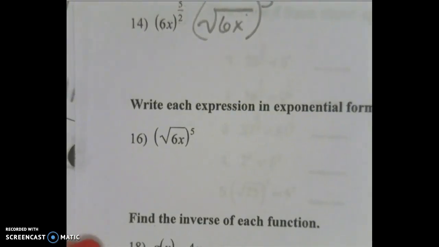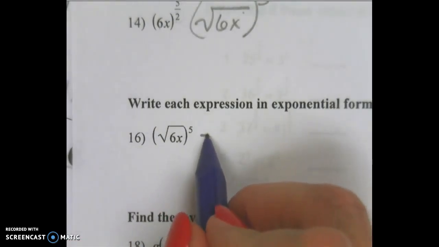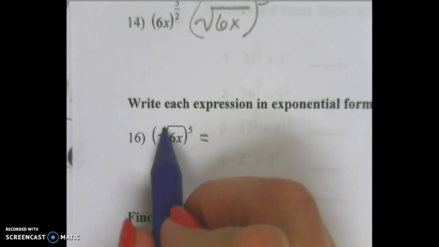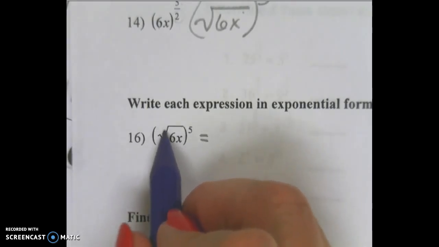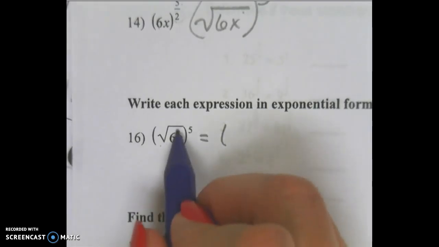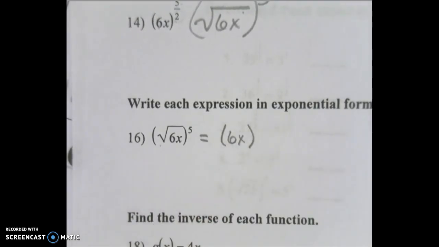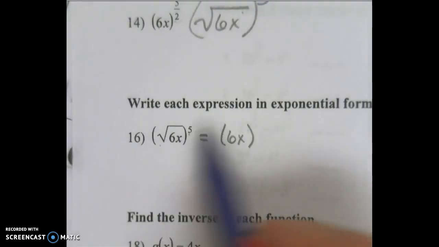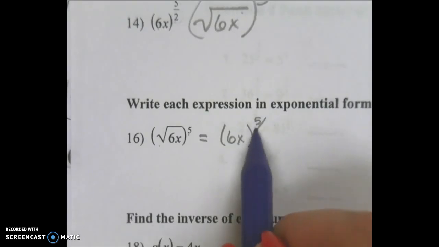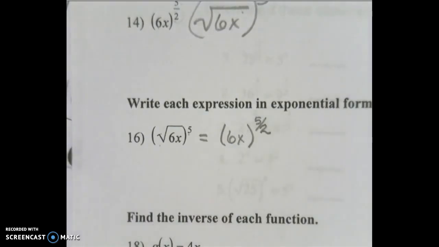So number 16. I have it in radical form, and I need to write it in exponential. Well, my index right here is a 2 because it's a square root, and that becomes my denominator. So I take what's inside, 6x, put it in parentheses. Now my power, what's on the outside, goes on top. My index, the 2, goes on bottom. And that's exponential form.